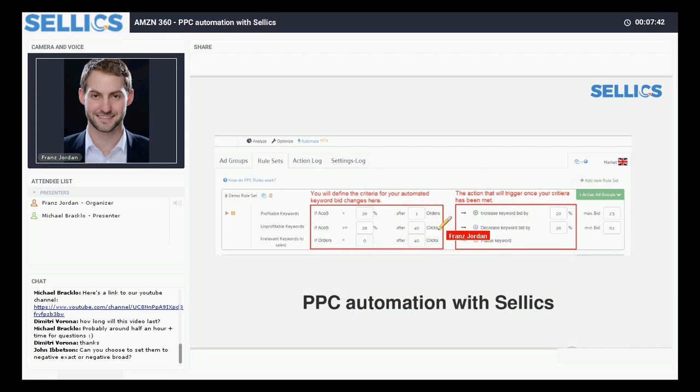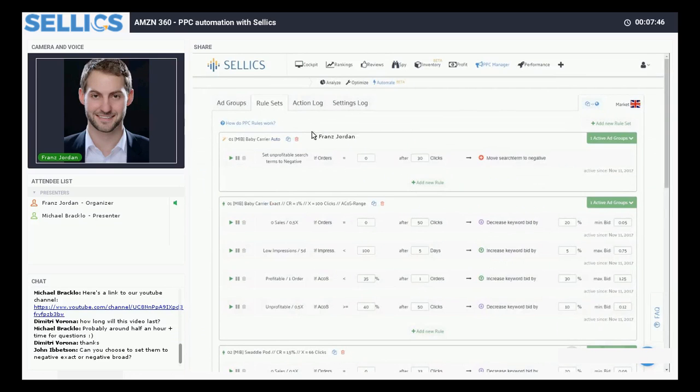So within Sellics, let me just switch to Sellics right now. I guess that most of you will know this screen here, right? So this is the Sellics screen. You have all your different features here at the top. And so now if you click on the PPC manager, you will now see a new functionality here. So you have 3 different submenus, and you have a new functionality here, which is the automate feature.